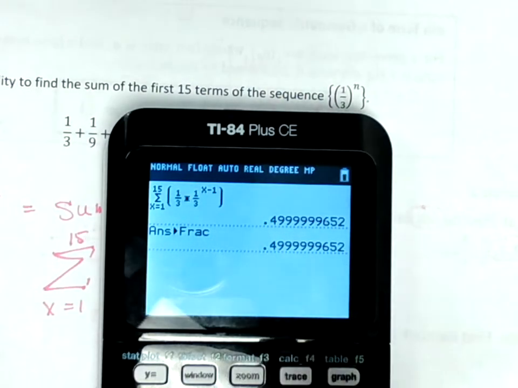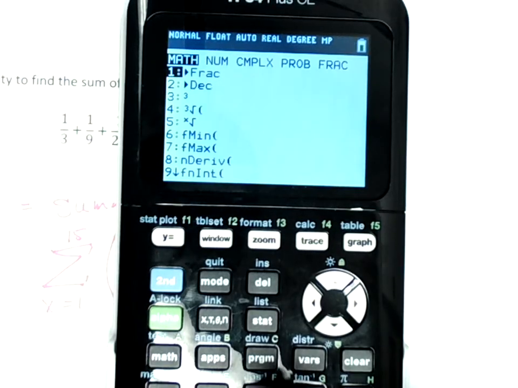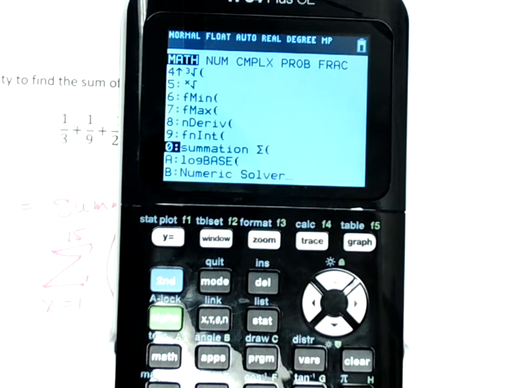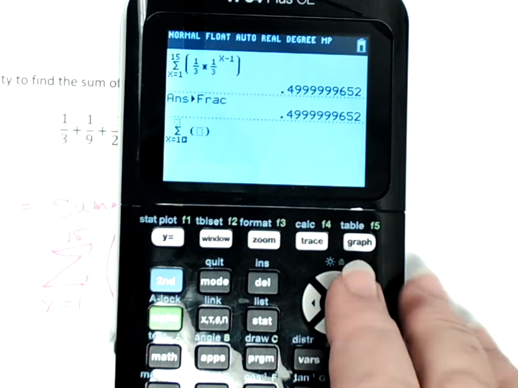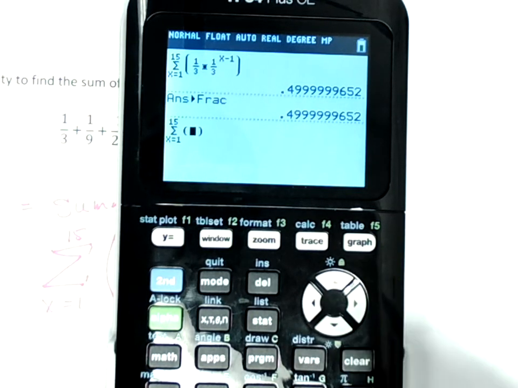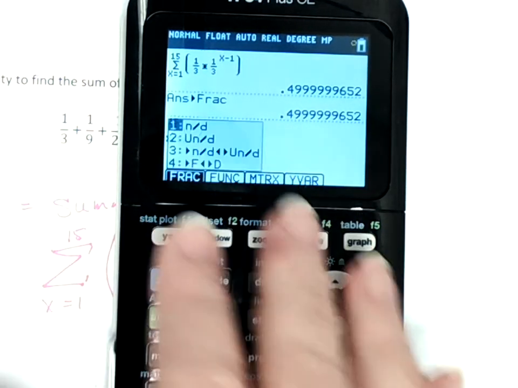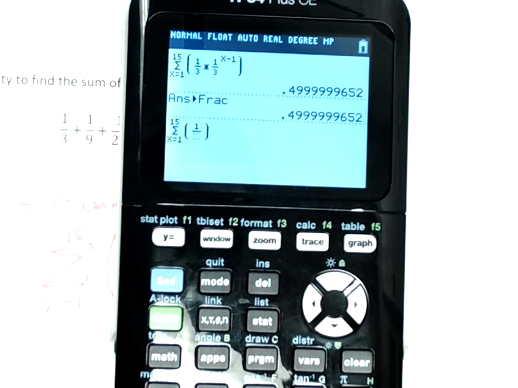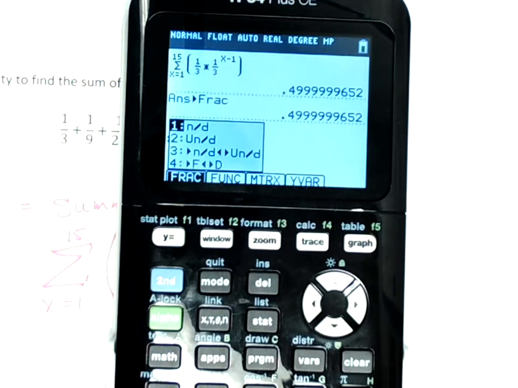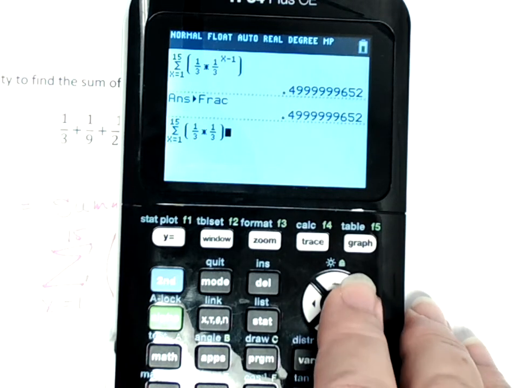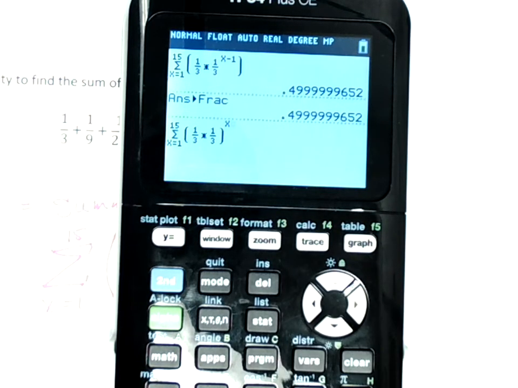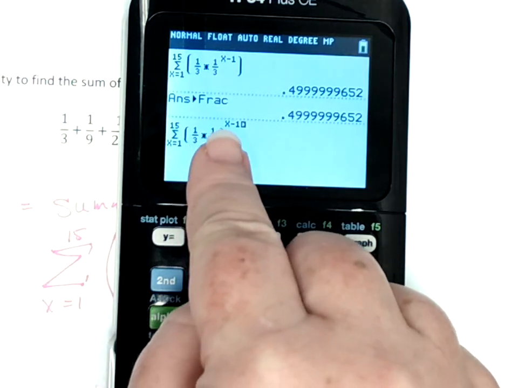I just want to show you again one more time how to get there. We would do math, up arrow 3 times, enter. Now we have summation. X equals 1 to 15. I'm just going to show you again what happens if you don't put this in parentheses. So if we do alpha fraction 1/3 times alpha fraction 1/3, and we go out here and put caret X minus 1. And I'm showing you this is different, and this is actually wrong.